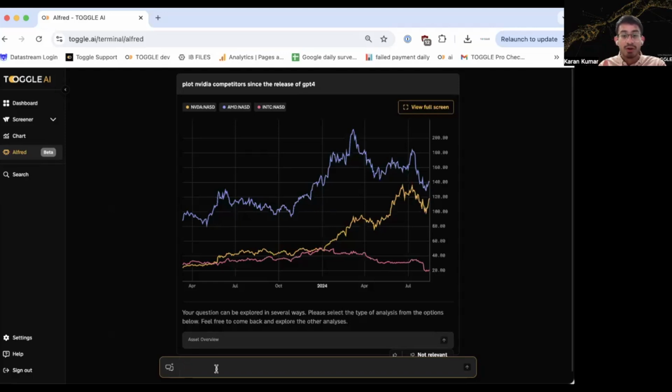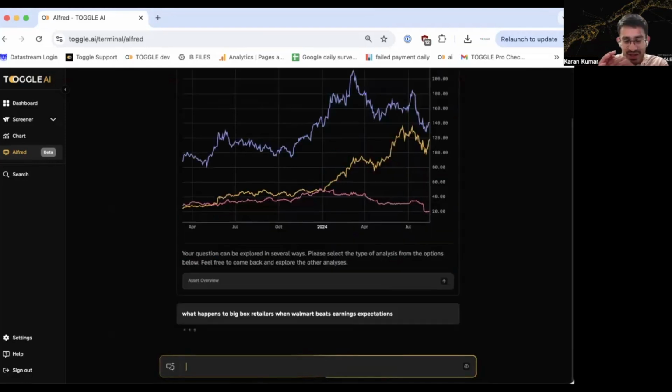Back to that Walmart example, right? Walmart beat earnings today, and you want to know how do retail stocks perform typically after that. You can say, what happens to big box retailers when Walmart beats earnings expectations? I'm not sure exactly how much they beat by, but you can add that too. You can say when they beat earnings expectation by 10 cents or revenue expectations by 20%, for example.